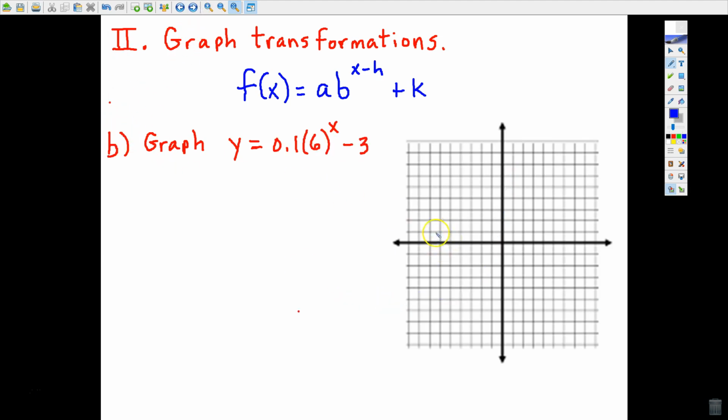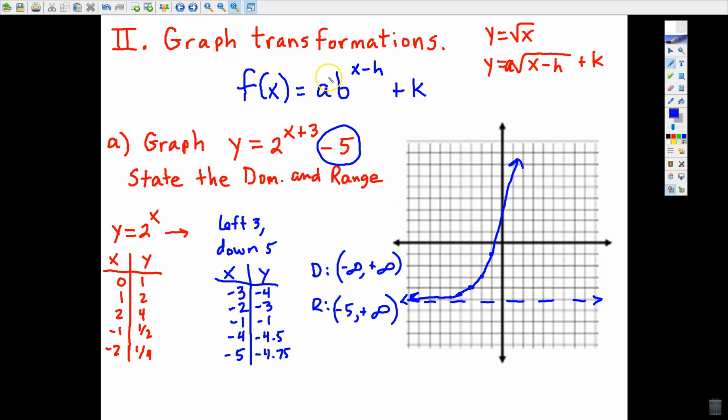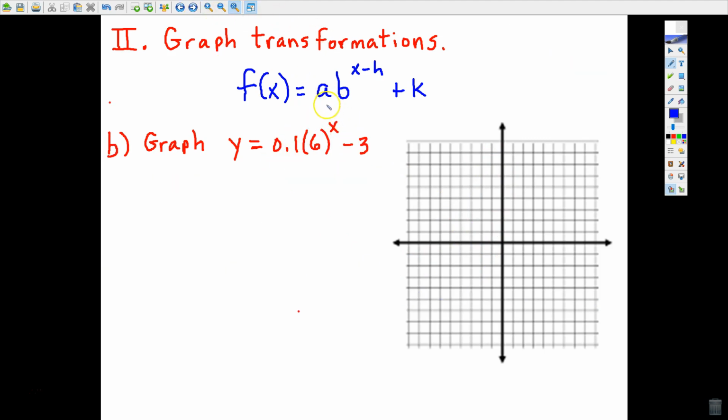Now let's try Roman numeral 2b. This time, if you notice, going back to this problem, I meant to mention this, but the A number, the number that indicated vertical stretch or compression, well, the A number here is understood to be 1. So in essence, we did not have vertical stretch or compression. When A is just 1, that does not stretch or compress. Well, that's not going to be the case here. A, in this case, is 0.1.